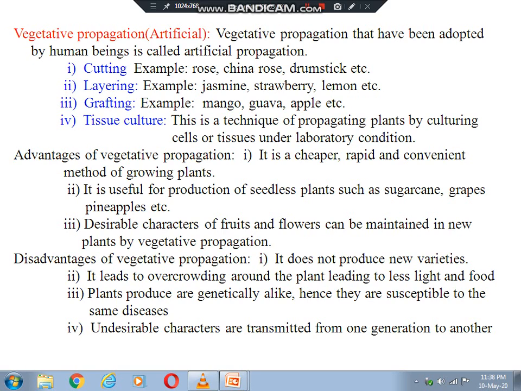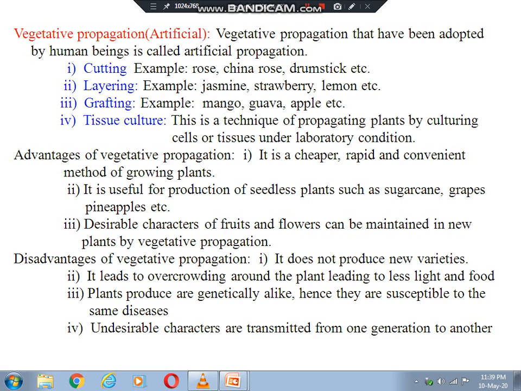Number 3, desirable characters of fruits and flowers can be maintained in new plants by vegetative propagation. That means if the parent plant has desirable characteristics, they can be restored in the offsprings. That is why the new plants that we are getting from the parent plant by this method contain all the characteristics of their parent plants. Then disadvantages of vegetative propagation.